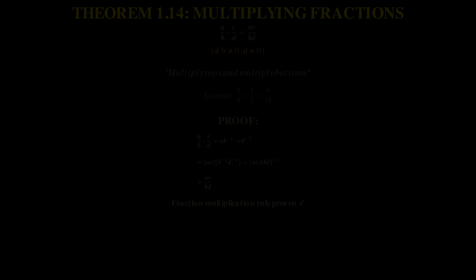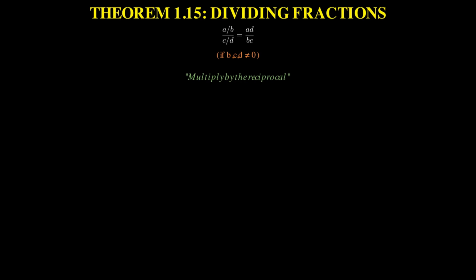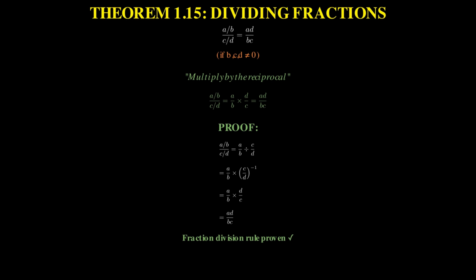Theorem 1.15. Division of fractions. a over b, all divided by c over d, equals a times d over b times c, when b, c, and d are not equal to 0. This is the famous multiply by the reciprocal rule. Proof. a over b, all divided by c over d, equals a over b times c over d inverse equals a over b times d over c equals a times d over b times c.